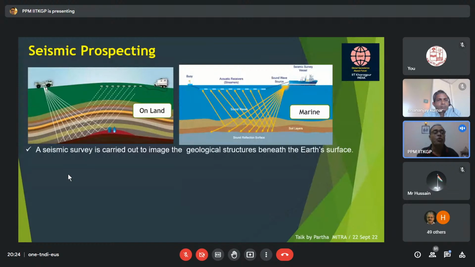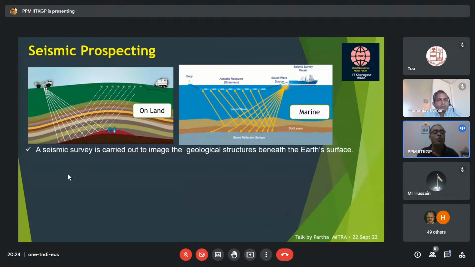Similarly, in case of marine, you have a ship, you have a cable. These receivers are called geophones. These are actually the receivers, and here also these are similar receivers. But these receivers are all clamped in a cable, and this cable is filled with oil so that it can float. And you have a source signal here, and you create an artificial earthquake using something which is called an air gun. So you burst that air gun, it is a kind of boom, and then similar things happen: once it hits the interface, it gets reflected back.